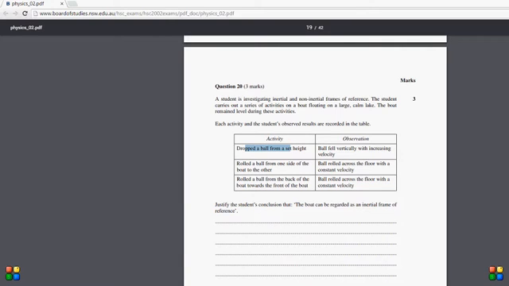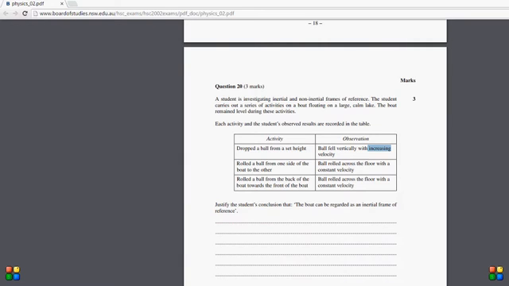So when the ball is dropped from a set height, it's accelerating downwards. And this is because the ball is not in the same reference as the boat. Once it hits the boat and stays on the boat, it won't accelerate on the floor of the boat. So we need to justify that this is not in the same reference as the boat. 3 marks, and then to justify, we say, oh, it's correct.